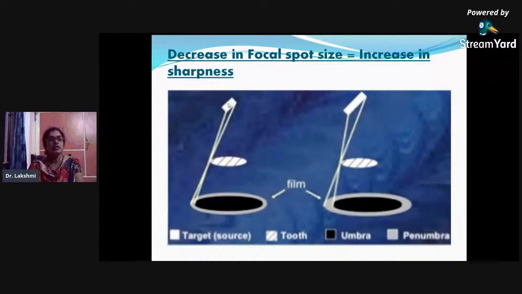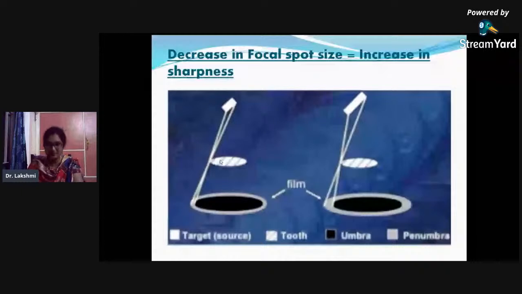Okay, so this is a small focal spot. And what is this black color? In a film, wherever the diagnostically valuable image is produced, that is called the umbra, which is represented by a black round over here. The whitish round away from the umbra is the penumbra, where no diagnostically valuable image is produced, or the sharpness in this case.